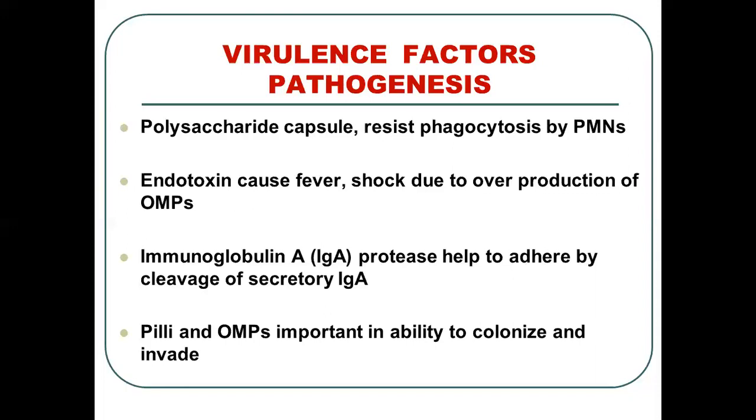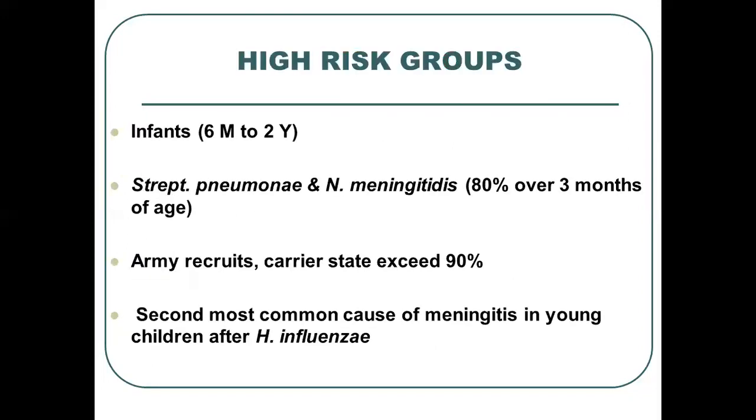Now, the pili and the outer proteins are important for the colonization of the microorganism and later on its invasion. So the organism enters the body, it adheres, it colonizes, it penetrates, it multiplies, and it starts producing the endotoxin and other virulence factors which are responsible for the different signs and symptoms that we see with this infection.